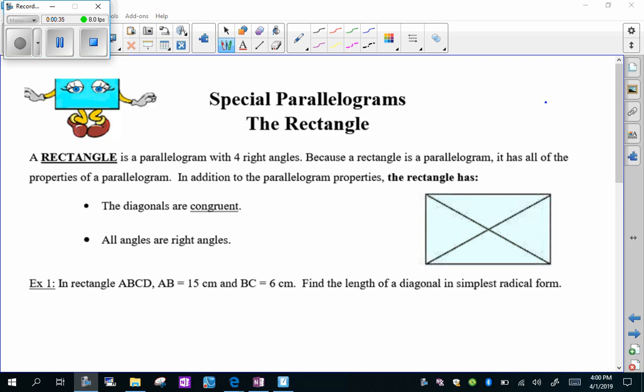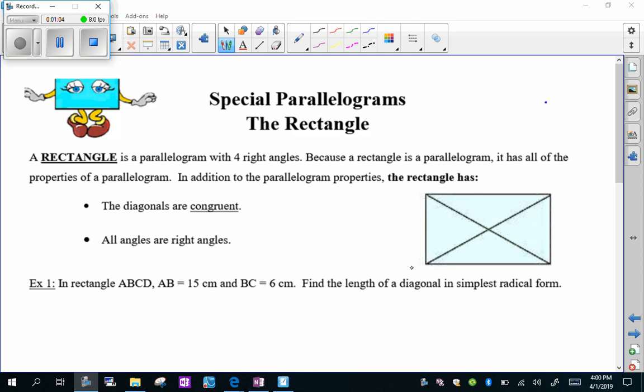All right, the diagonals still bisect each other, very important. And like I said, the opposite sides are parallel, so all those different properties of a parallelogram are going to be taken on with the rectangle. All right, except we have some additional. Now the diagonals are going to be congruent, and as I stated before, all the angles are right angles. So let's take a look at that.